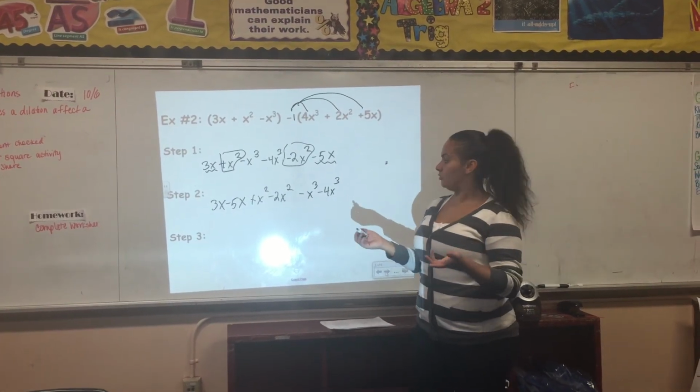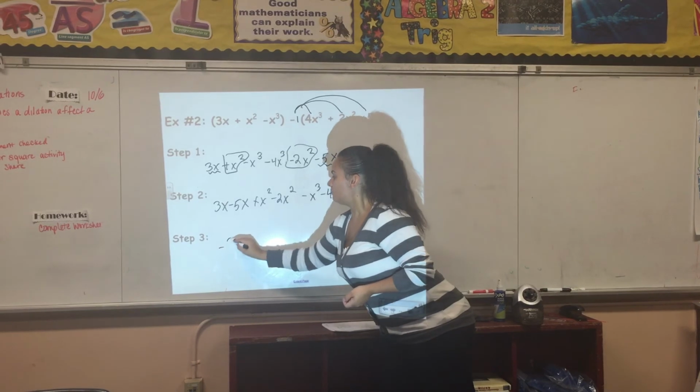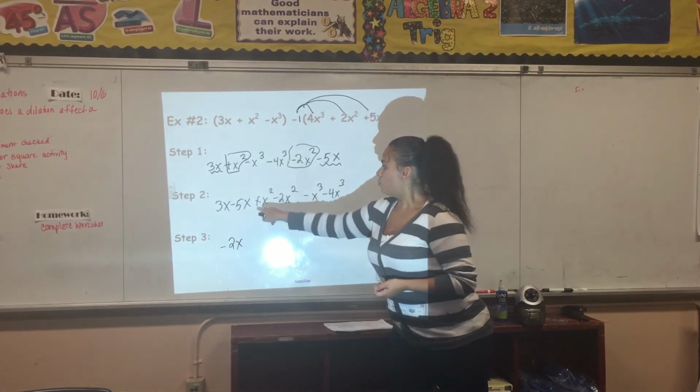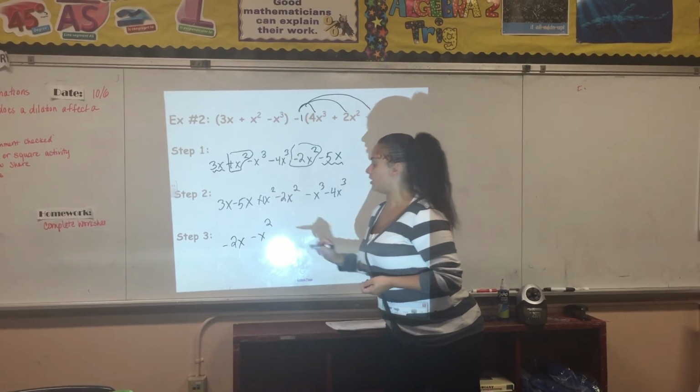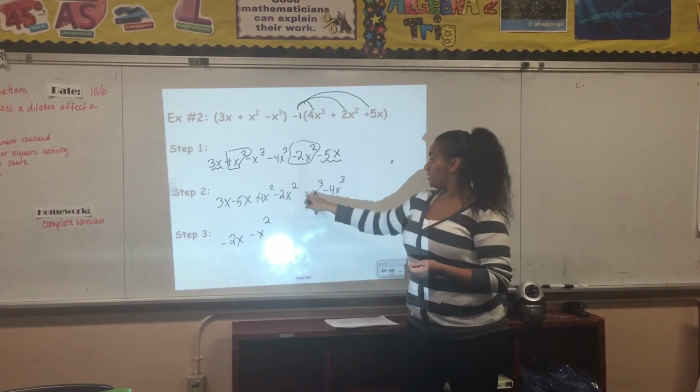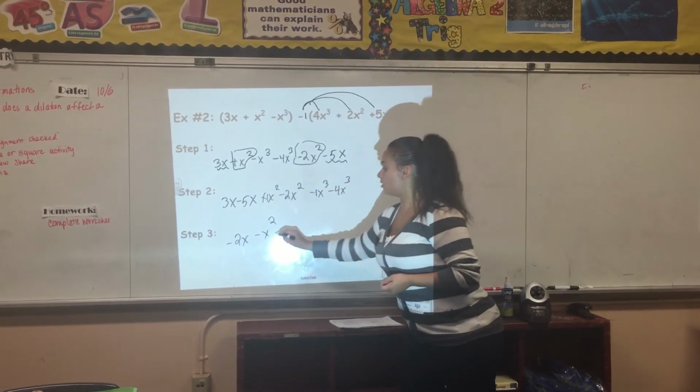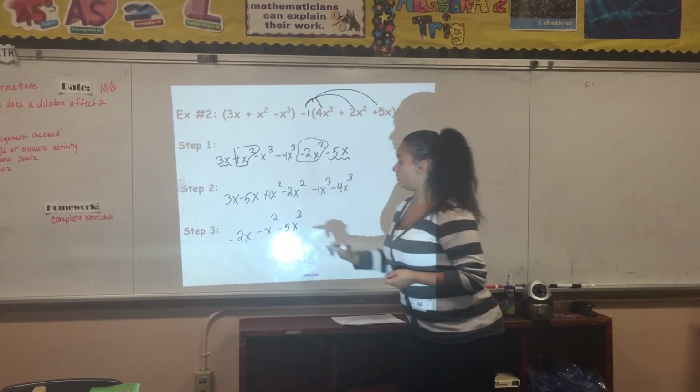Now, let's just combine the coefficients. 3 minus 5, negative 2x. There's a 1 here. 1 minus 2 is negative x squared. And negative 1 minus 4 is negative 5x to the third.